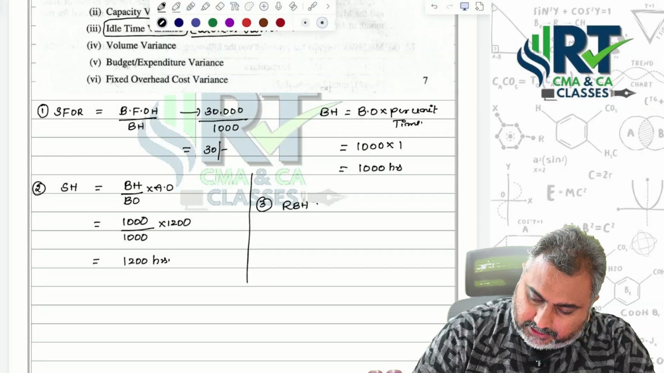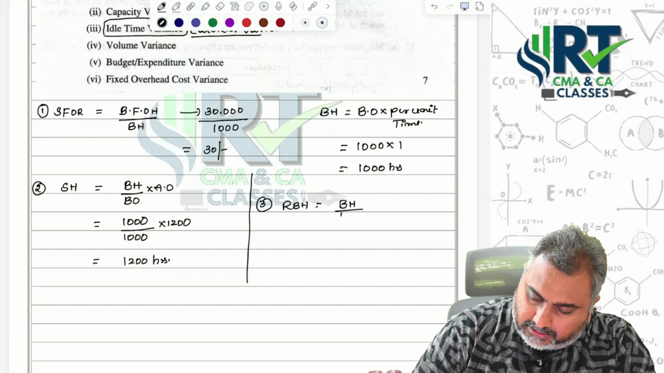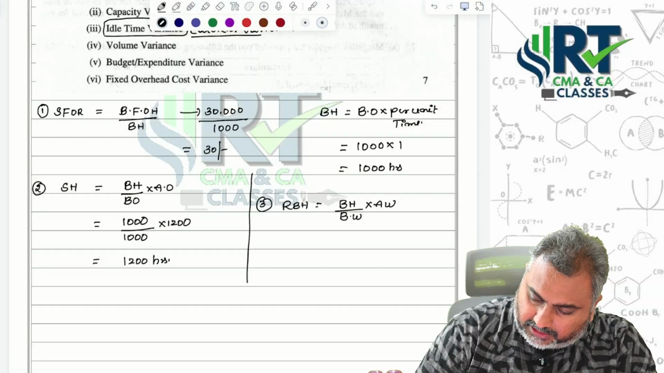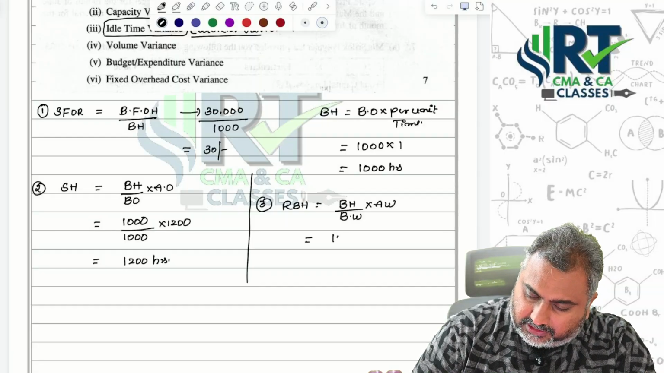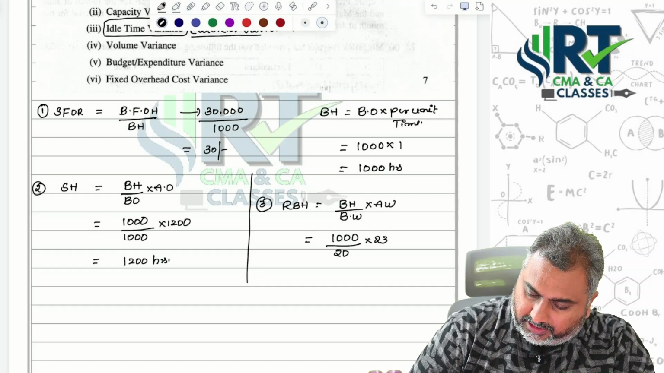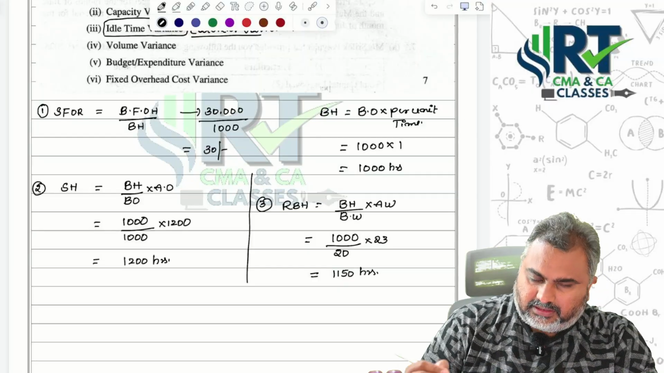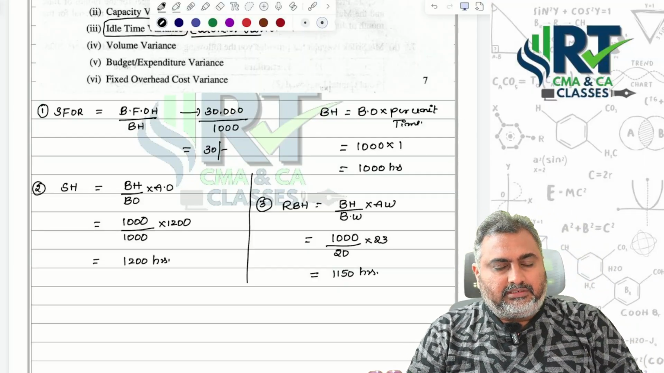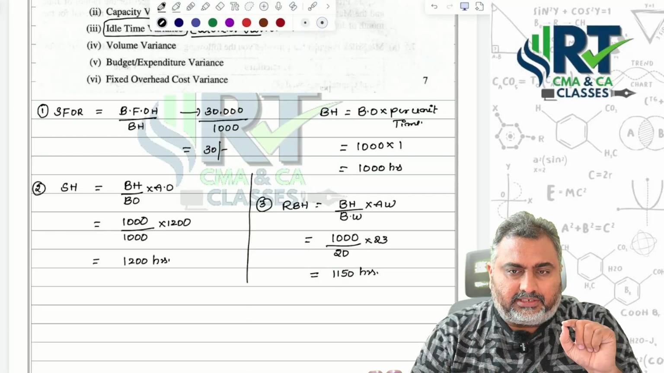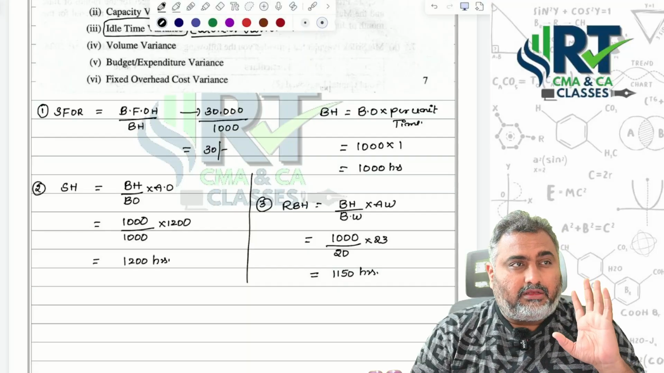Okay, fine. Then the third step is what? RBH calculation. Now what is the formula? Budgeted hours by budgeted working days into actual working days. Budgeted hours how many? 1000. Budgeted working days are how many? 20. Actual working days are how many? 23. Then revised budgeted hours is 1150.